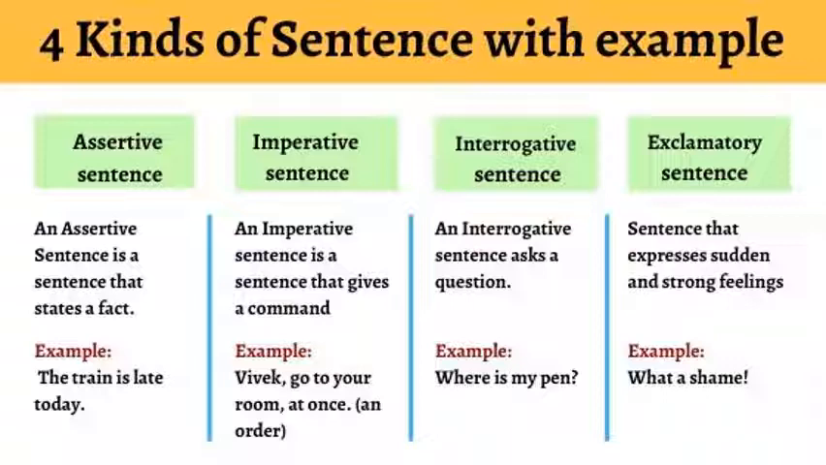For example, the train is late today. It is raining. The sea looks beautiful. ഇതെല്ലാം just ഒരു fact ആണ് പറയുന്നത്. That is why it is a declarative or assertive sentence.